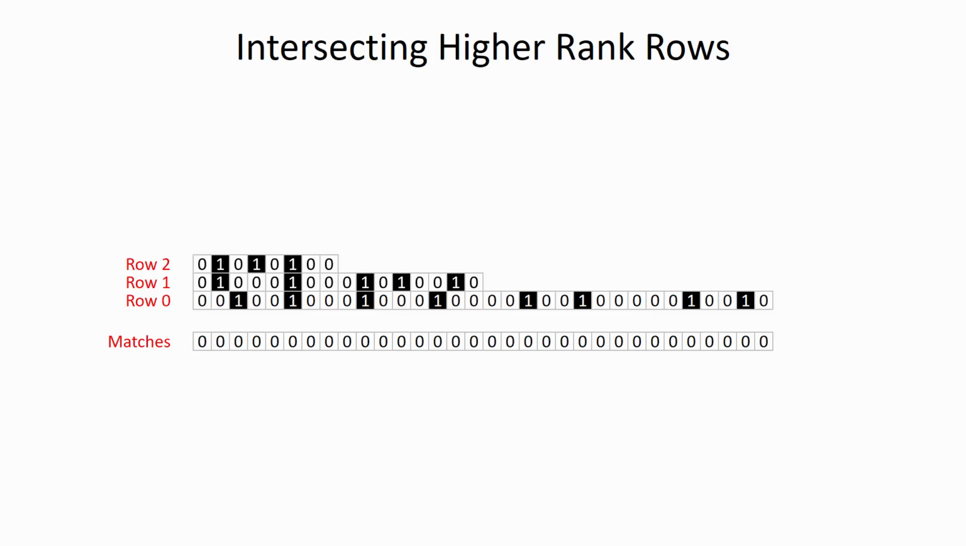Finding matches now involves intersecting rows with different lengths. But what does this even mean? How do we intersect rows when they don't have the same number of bits? Well, conceptually, what we're doing is intersecting an expanded version of each of the rows. With row 2, for example, each bit corresponds to 4 documents, so its expanded version is just 4 copies of the short row. In row 1, each bit corresponds to 2 documents, so its expanded version is just 2 copies.